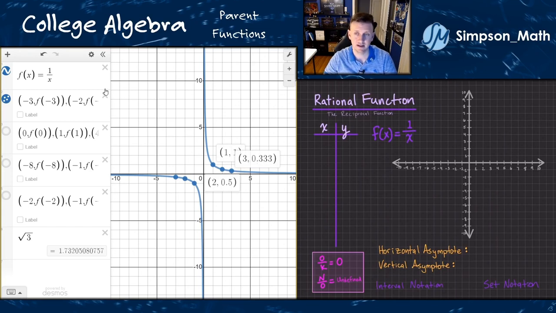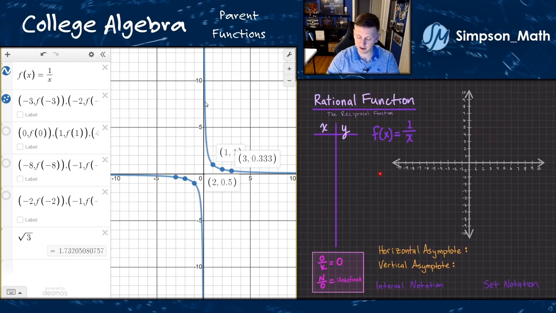Let's think about this, because if I plug in a 2 into the x, I now suddenly just have 1 half. Don't have to do any other simplification. I get 1 half. Now let me plug in a 3 in that denominator. Yep, and there's a 3, right? But I kind of want to know what's happening here. I want a few more dots.